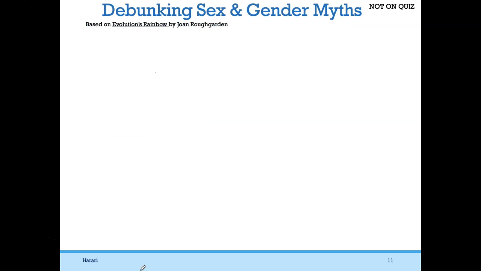And this is not on the quiz, but there's a really good book called Evolution's Rainbow by Joan Roughgarden that talks about the diversity of different genders in the animal world, and talks a lot about the evolution of sexuality.